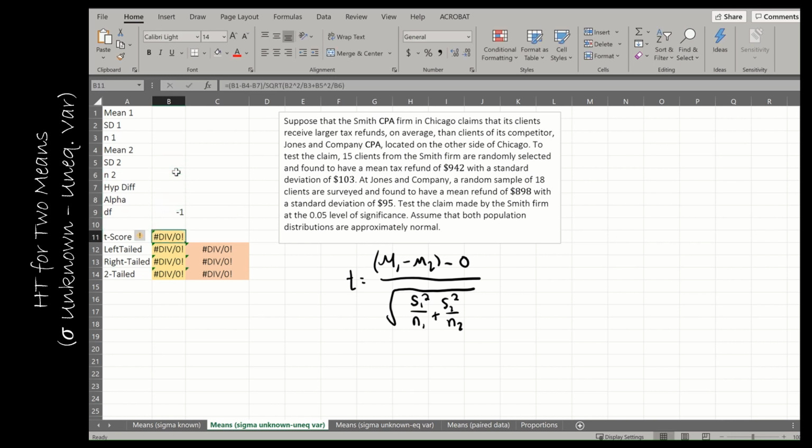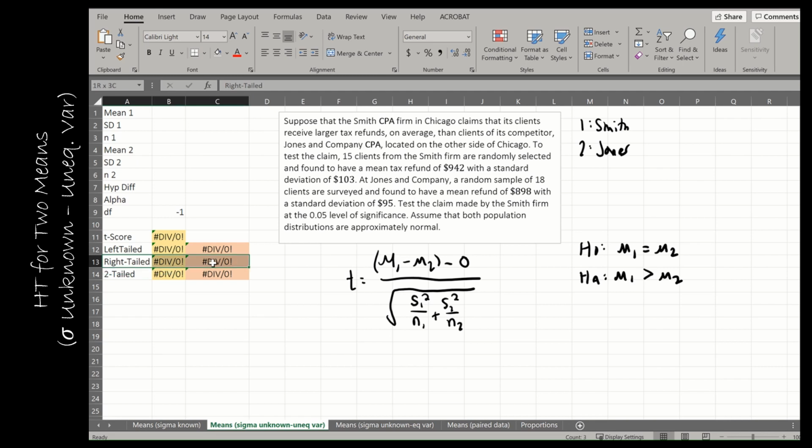So then I'm going to look at, again, I've already looked at left-tailed, right-tailed, two-tailed, so let's fill in our values. We're looking at two CPA firms in Chicago. Smith says its clients receive larger tax refunds than Jones and Company. So we're going to let Smith be the first sample, and the second sample is going to be Jones. So my null hypothesis is just going to be that those two means are equal to one another. My alternative hypothesis is going to be that Smith gets larger tax refunds. The mean for Smith is greater than the mean for Jones.